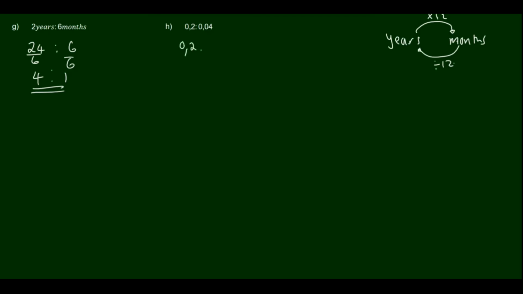So 0.2 times 100 is 2, 0.04 times 100. We have multiplied this side by 100, this side by 100. So 0.2 times 100, remember the comma moves 2 times to the right. So it becomes 20. 0.04 times 100, the comma moves 2 times to the right, so we remain with 4. And then the highest common factor between 20 and 4 is 4. Divide by 4. 20 divided by 4 is 5, and then 4 divided by 4 is 1. So the ratio reduces to 5:1.